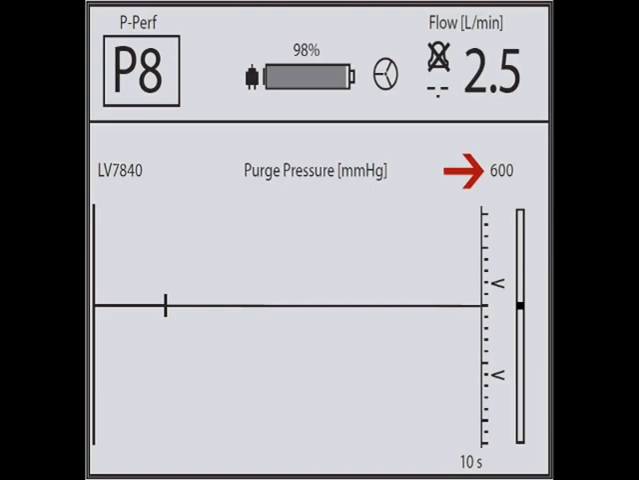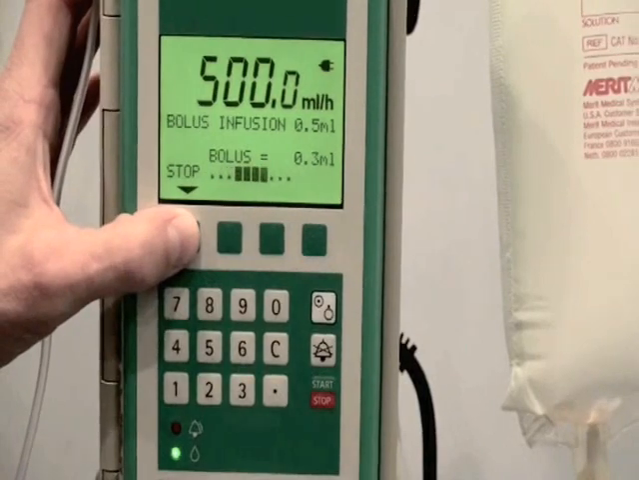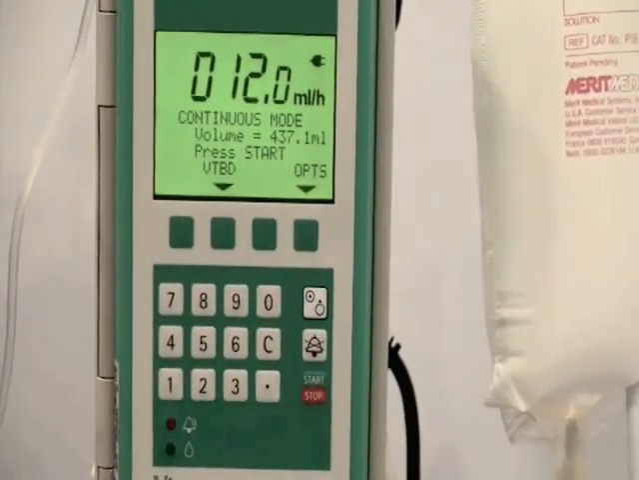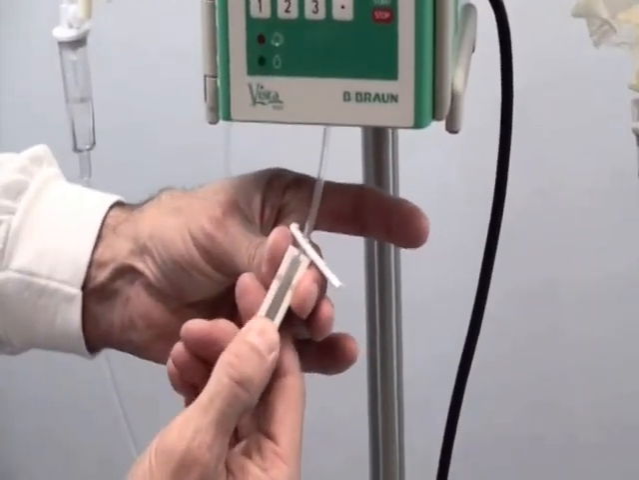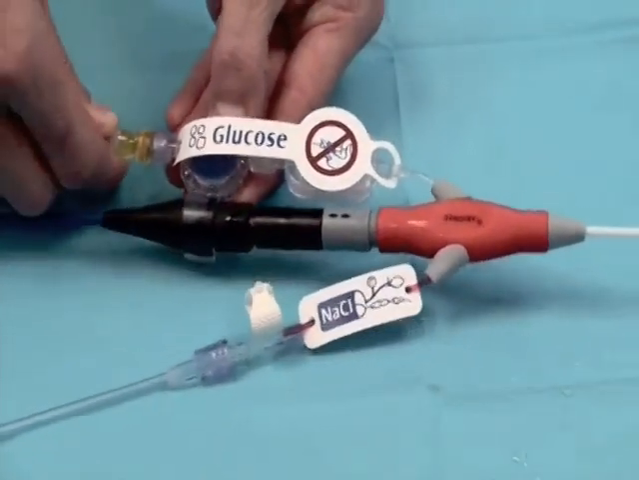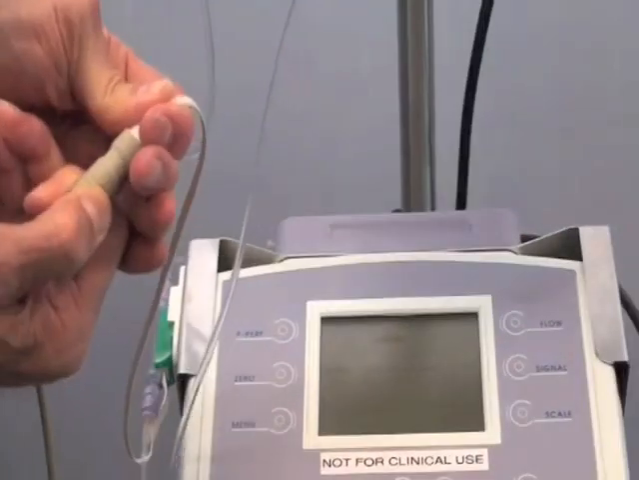When the purge pressure on the Impella console reaches 600 millimeters of mercury, stop the bolus. Press the red stop key on the infusion pump to stop the infusion, then close the roller clamp. Disconnect the current Combitron monitoring set from the catheter at the yellow check valve and the gray pressure cable.